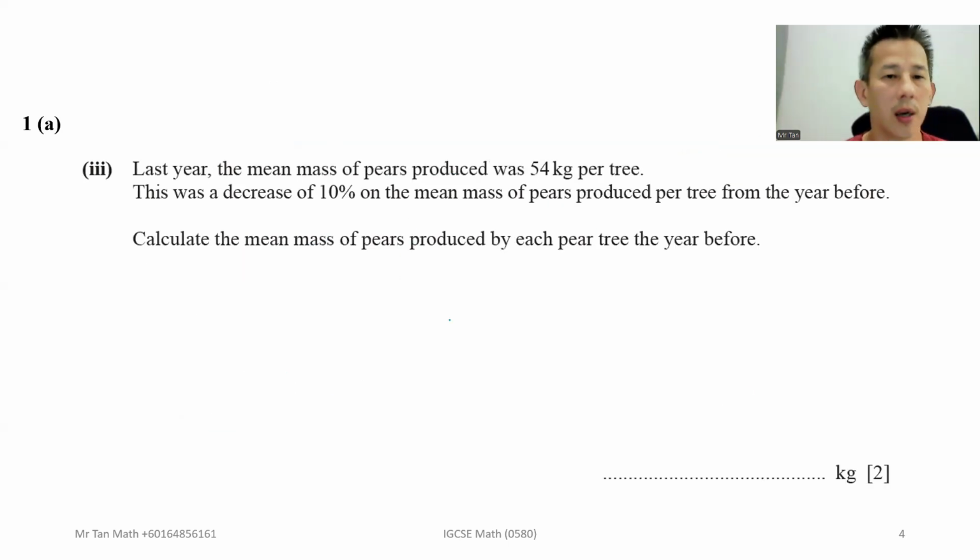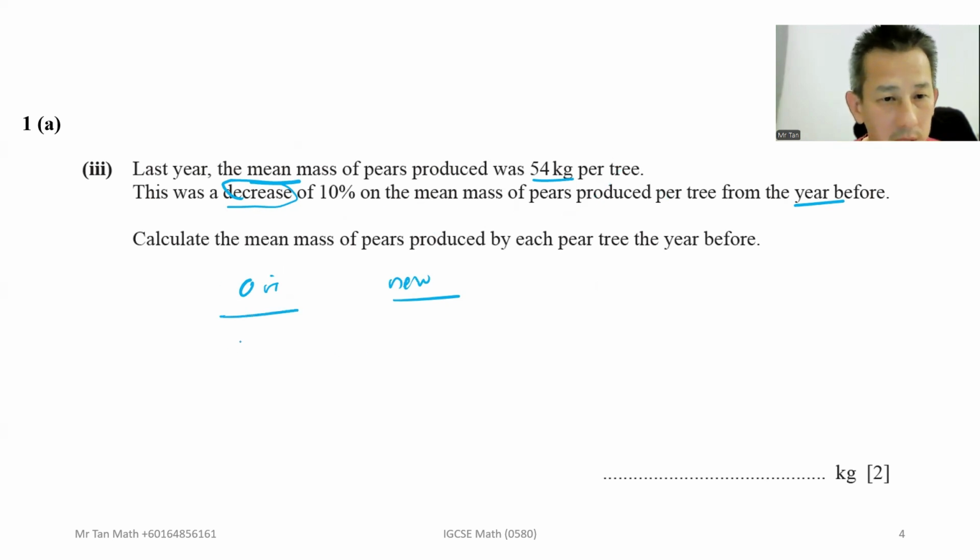Part 3. Last year, the mean mass of pears produced was 54 kg per tree. This was a decrease of 10% on the mean mass of pears produced per tree from the year before. So this is a reverse percentage question. Remember, the original is always 100%, and this is a decrease, so minus 10, you get 90%.